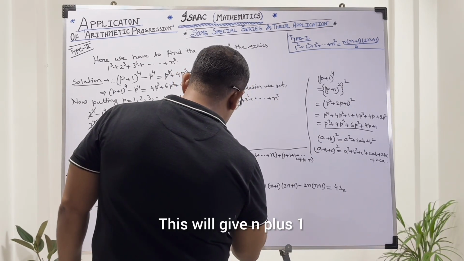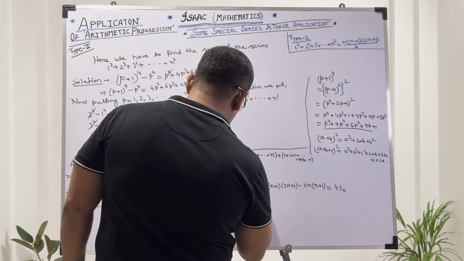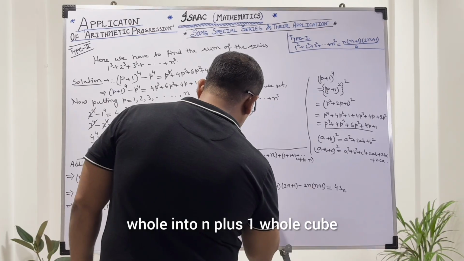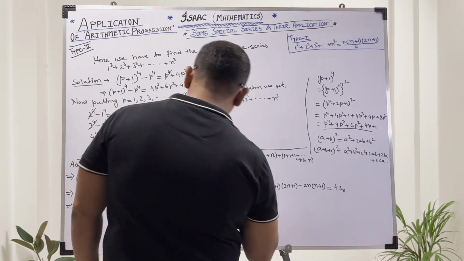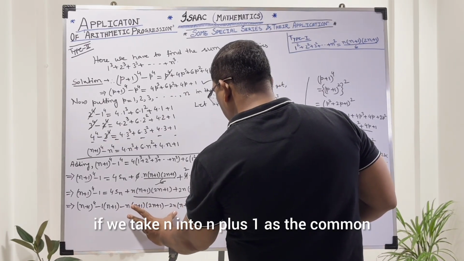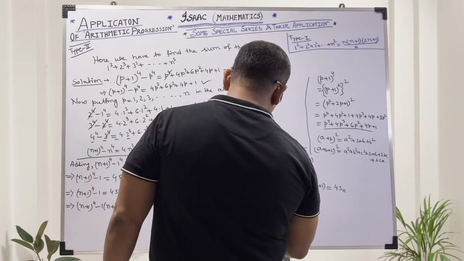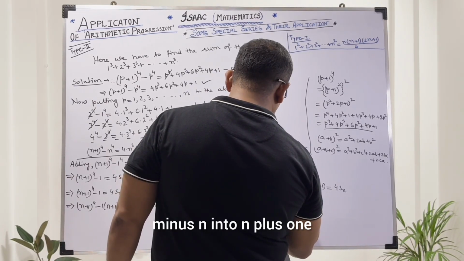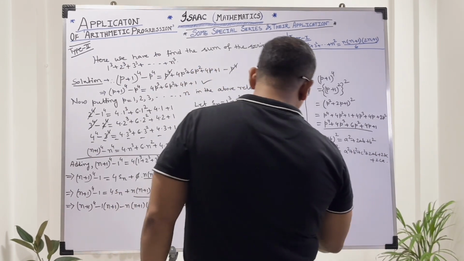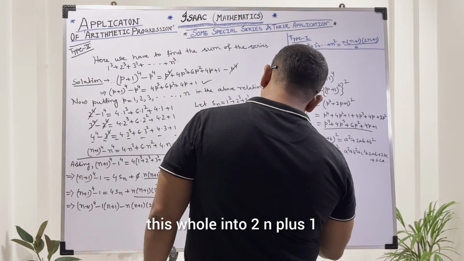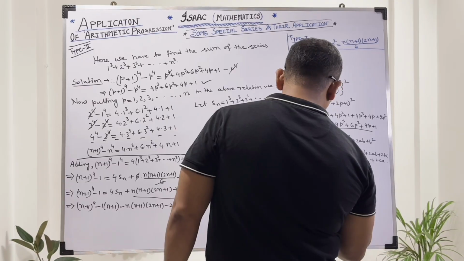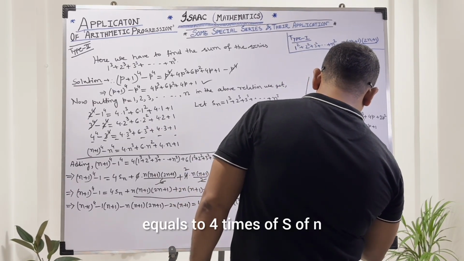This will give (n plus 1) whole into (n plus 1) whole cube minus 1. And from the last two terms, if we take n into (n plus 1) as the common factor, then this will be minus n into (n plus 1), and this whole into (2n plus 1) minus 2n equals to 4 times of S of n.